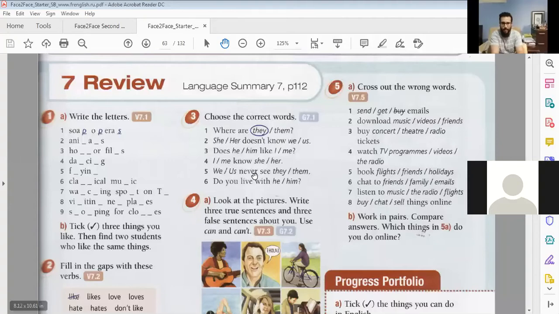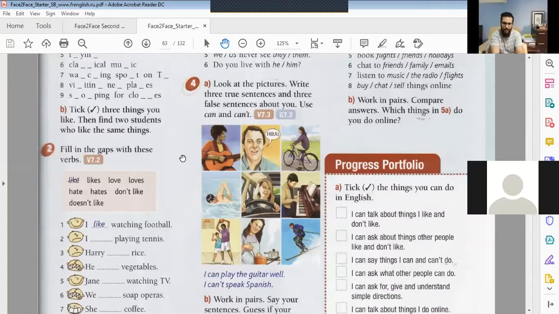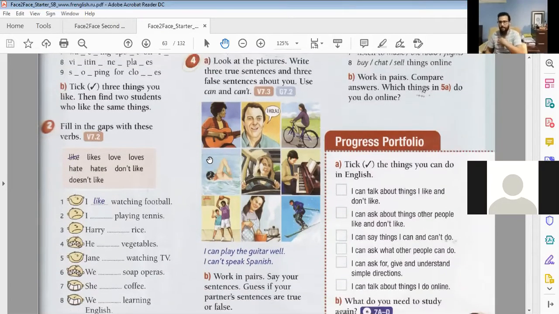Okay, so now in exercise 4, we want to talk about these sentences using can and using can't. So here, I'd like you to talk about yourself using can or can't. For example, you can say, I can play the guitar, or you can say, I can't play the guitar. Of course, you can talk about these things using can and can't.